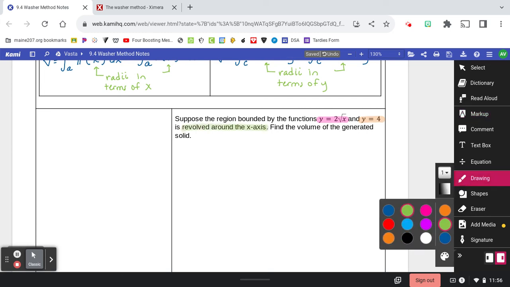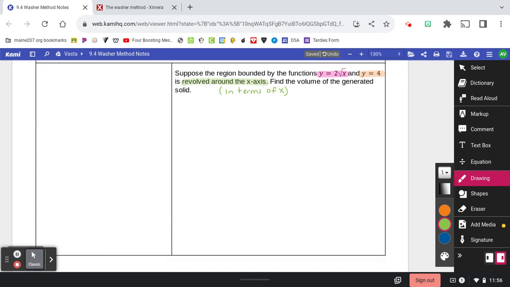Now, as soon as I see that I'm revolving around the x-axis, I'm going to know that I'm doing everything in terms of x. We want to find the volume of the solid of revolution, the generated solid. So first, let's sketch those graphs.